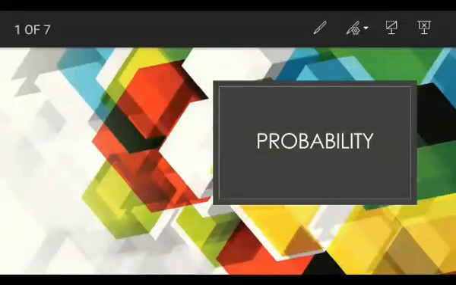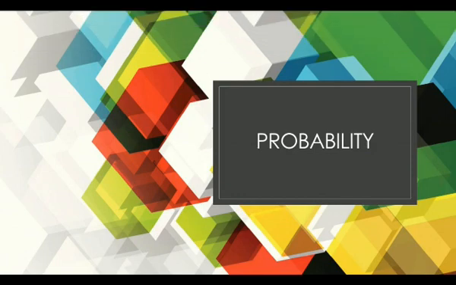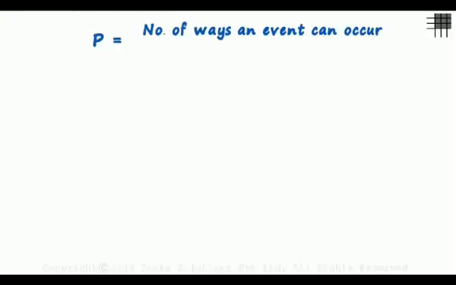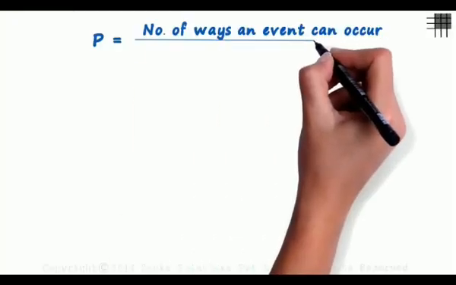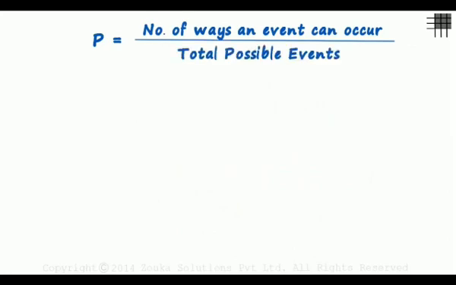Students, in the last class we studied the basic terminology of probability, that is sample space, simple events, etc. So today we are going to study how to calculate probability. Probability is the number of ways in which an event can occur over the total number of possible events. To understand this well, we look at three examples.